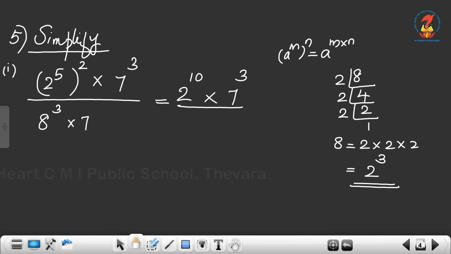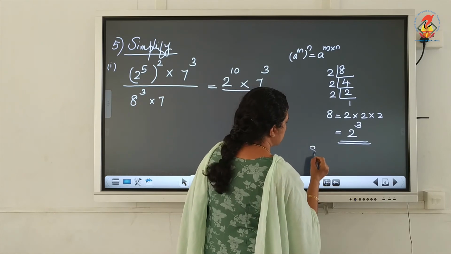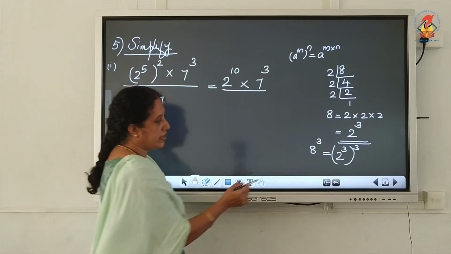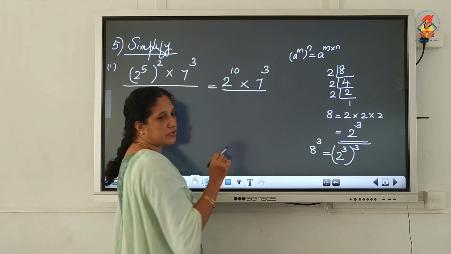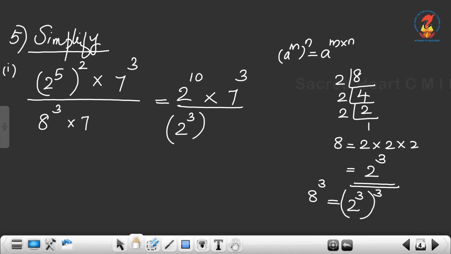here it is given as 8 cube. And 8, we know, is 2 cube. Therefore, 8 cube means you have to replace 8 by 2 cube, then whole raised to 3. So, 8 cube we can write as (2 cube) the whole raised to 3, into 7. 7 is repeated only one time, so we can write it as 7 raised to 1.